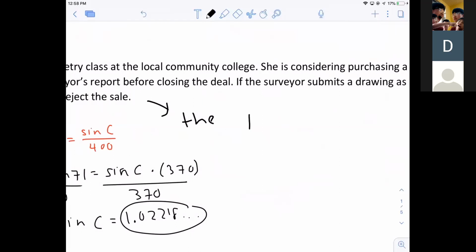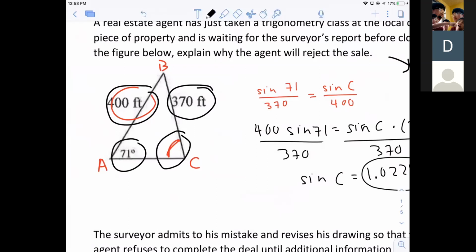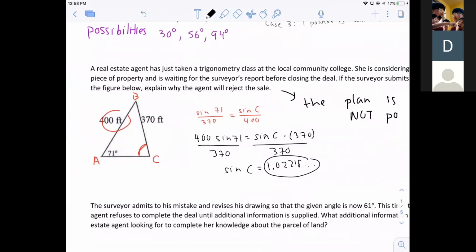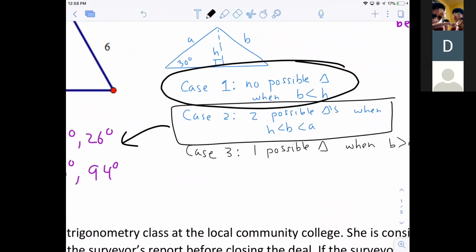The plan given is not possible. If I just try to find the angle measures, there is no angle measure for C that lets this be 400 feet, 370 feet, and lets that be 71 degrees. So therefore, this should be a case 1. This should be a case where there's no possible triangle, and that happens when B is less than H.